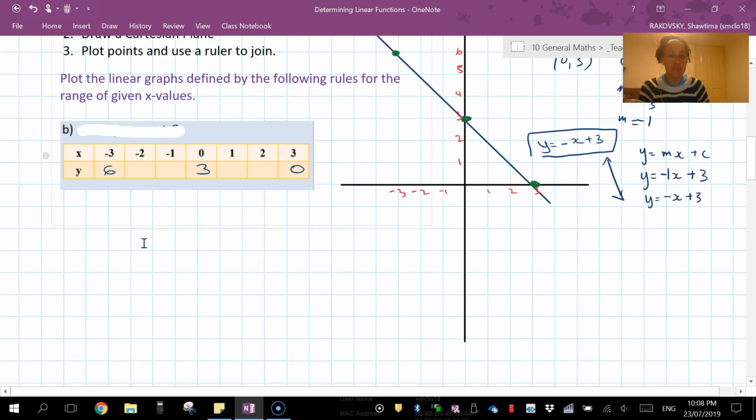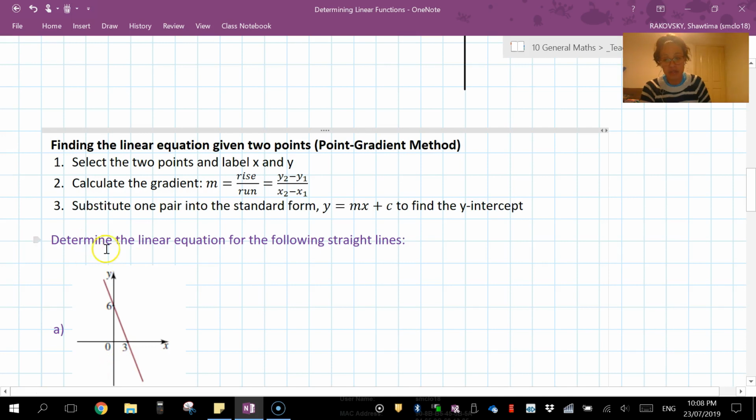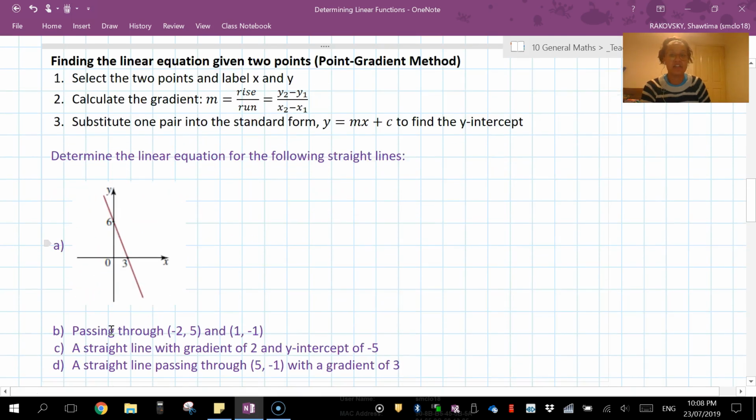So what happens when you get a graph that isn't so nice and neat? I'm going to practice with a graph that does cut the axes, but in class we'll also be looking at graphs that don't neatly cut the axis. The first thing you do when working from a graph is think about the x and y values from your coordinates. By inspection, my two coordinates are (0, 6) for this one, and the other one is (3, 0). So they're my ordered pairs.